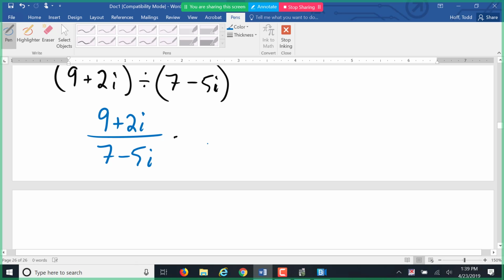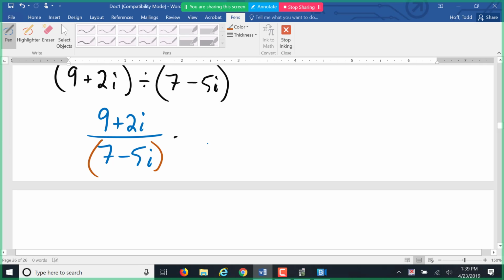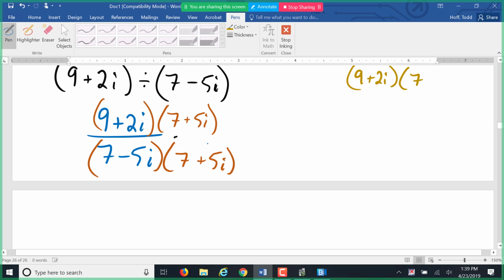So we turn this into a fraction: 9 plus 2i over 7 minus 5i. And we're going to multiply by that complex conjugate, which is going to be 7 plus 5i. So we have to do this multiplication on top first: 9 plus 2i times 7 plus 5i.